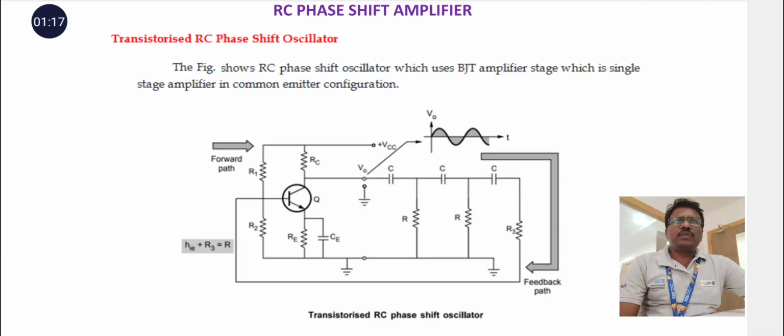So observe the circuit. Now look carefully at the circuit. It has two important sections. Section 1, the transistor amplifier, the CE amplifier. Components include transistor, R1, R2, RC, RE and CE. Its function is to amplify the signal. Section 2, the RC feedback network. Observe carefully. There are 3 capacitors and 3 resistors connected alternately. So this network is responsible for producing phase shift.